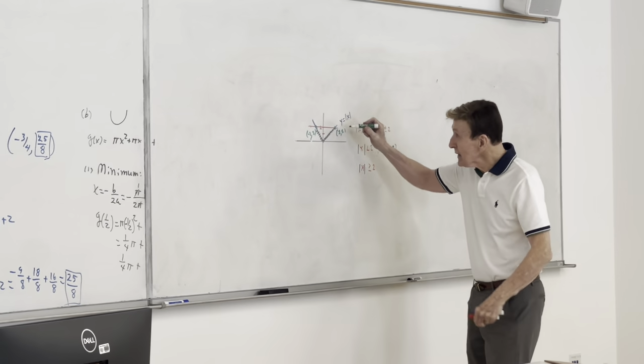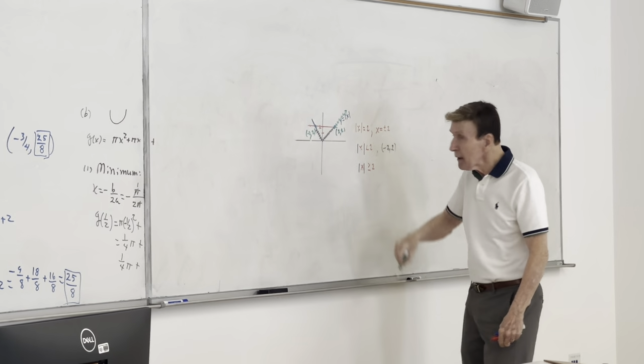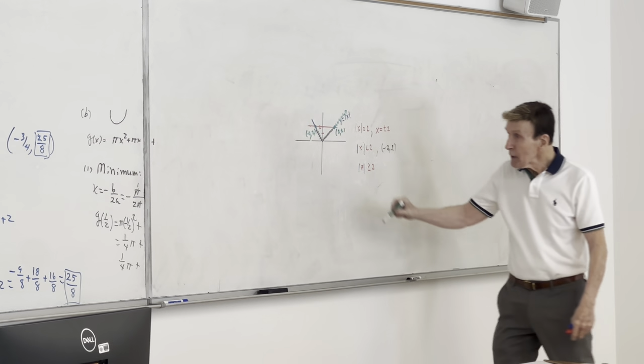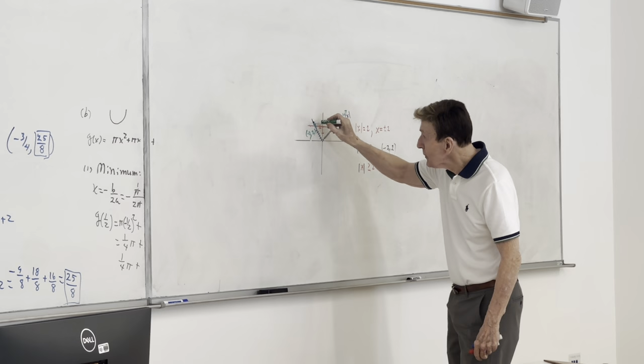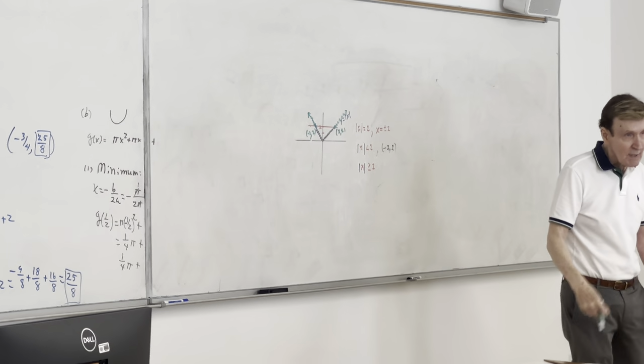Is this little piece right here of the blue graph, will all that be above the red? Will this little piece here of the blue graph, all that be above the red also? That's what they're asking you to find.